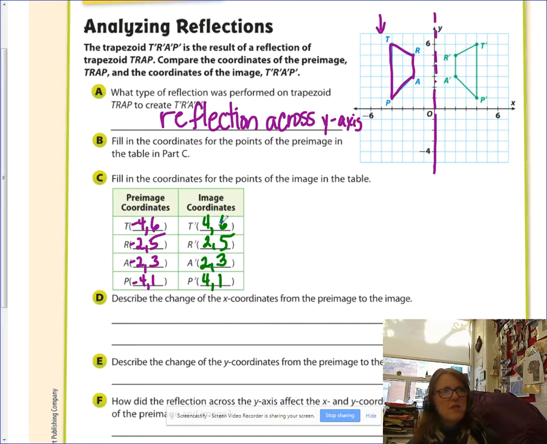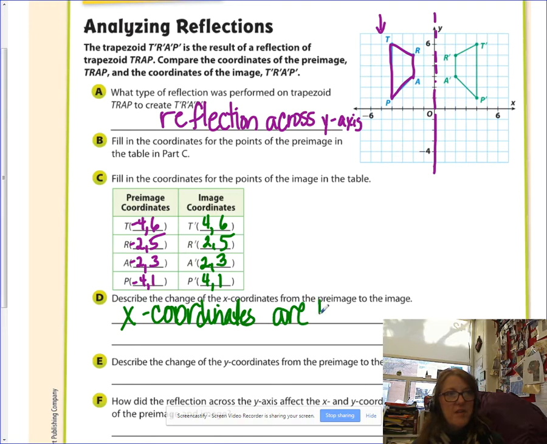Interesting. Negative 4, 6, positive 4, 6. Negative 2, 5, positive 2, 5. Negative 2, 3, positive 2, 3. Negative 4, 1, positive 4, 1. What happened to the x-coordinates? My x-coordinates are changed, but they are the opposites. So the x-coordinates are the opposites.